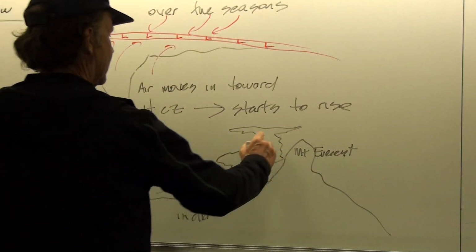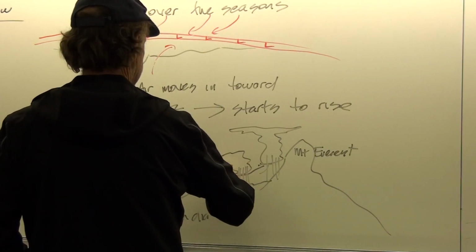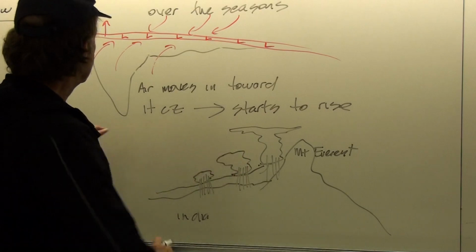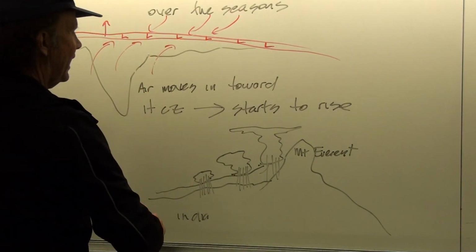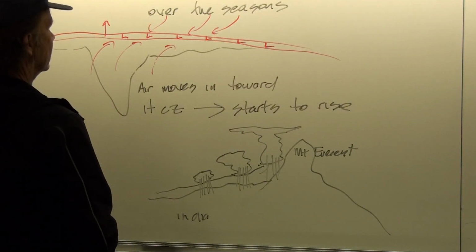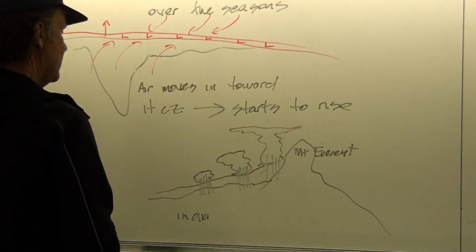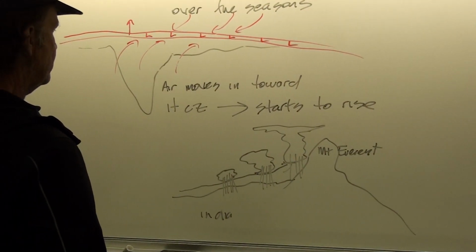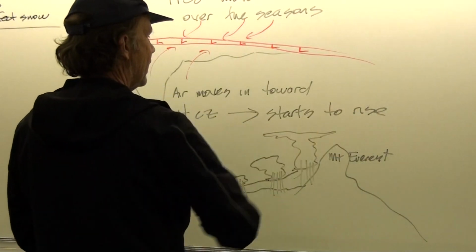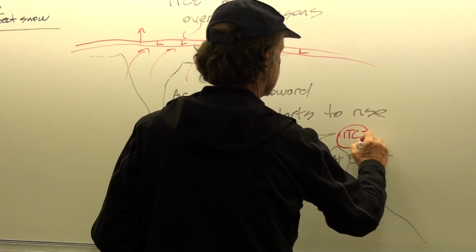Rise and cool. And so this gives rise then to pretty much a continuous set of showers along the entire coastland of India as it moves in toward this intertropical continental convergence zone. So that would be your summer monsoon then. It would be associated with this flow up toward the ITCZ.